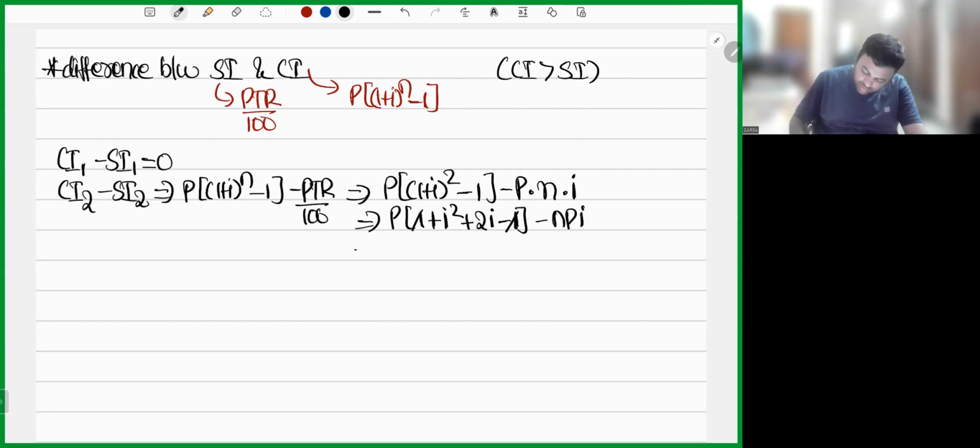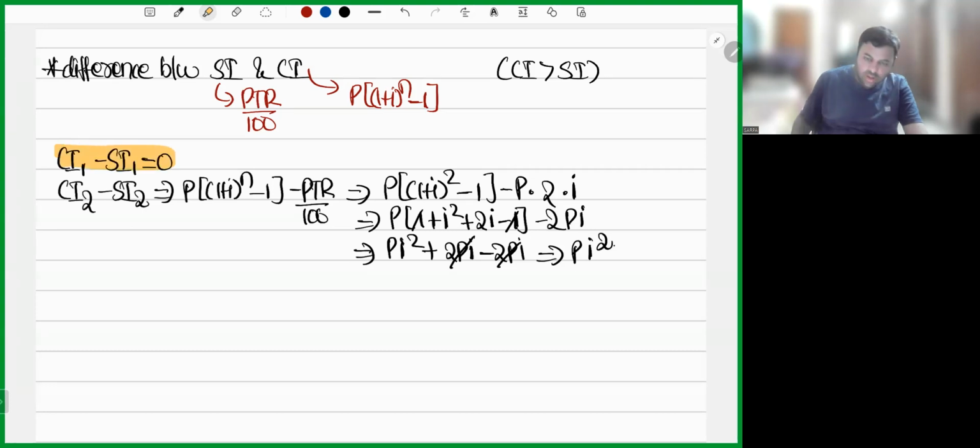1 gets cancelled. Now P into I square, that is PI square, plus 2PI, minus, time period is how many years? 2 years, right? Time period 2 years, so 2PI. 2PI cancels, so you are left with PI square. So the difference between compound interest and simple interest for 1 year is 0. For the first 2 years, my dear friends, it is PI square.